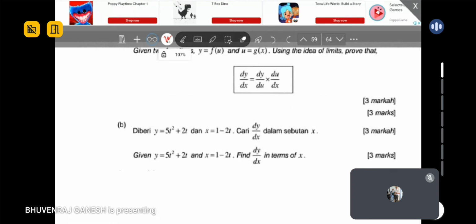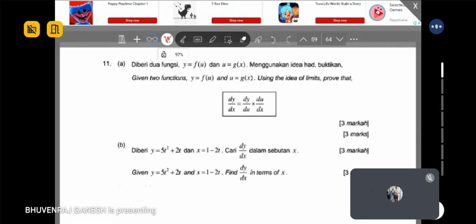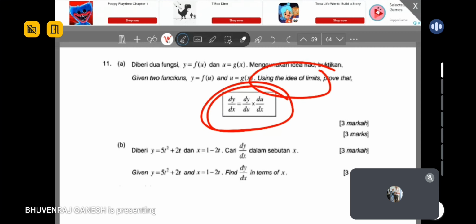So we proceed question 11. Nak habis dah. Okay, soalan 11. Okay, so for this one, you have to show this formula. Kamu nak buktikan rumus ni, guys. So how am I going to show this formula? So you must think. So anyone? Do you all know how to prove this? You must use the idea of limits. Kena guna idea limit. So siapa tahu? Macam mana buktikan yang ni?